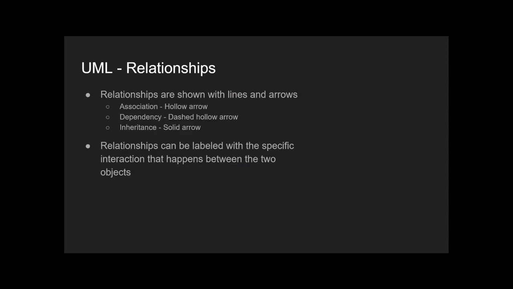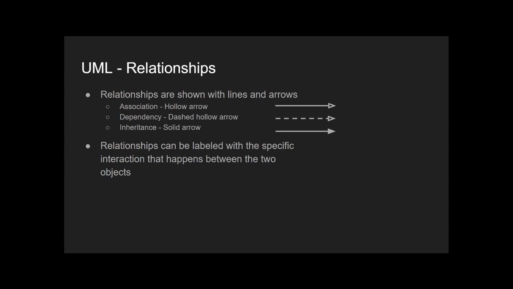When you have two or more objects, you have to show their relationship. Relationships are shown with lines and arrows. Association is shown with a solid line and a hollow arrow. Dependency is shown with a dashed line and a hollow arrow, and inheritance is shown with a solid line and a solid arrow. Relationships can be labeled with the specific interaction that happens between the two objects.